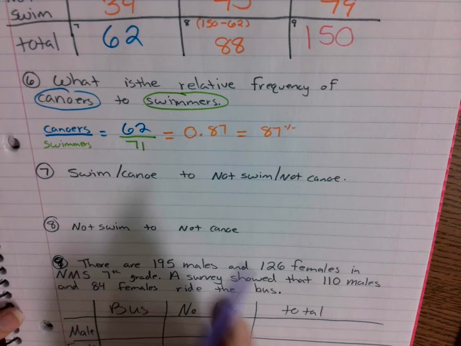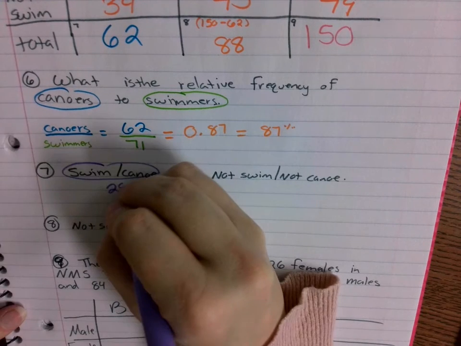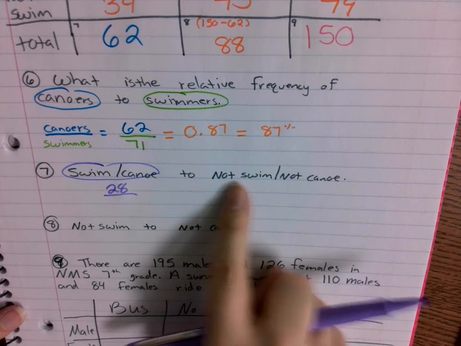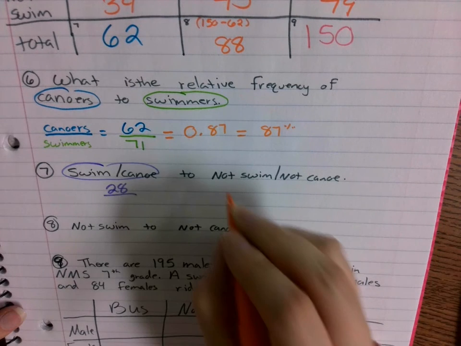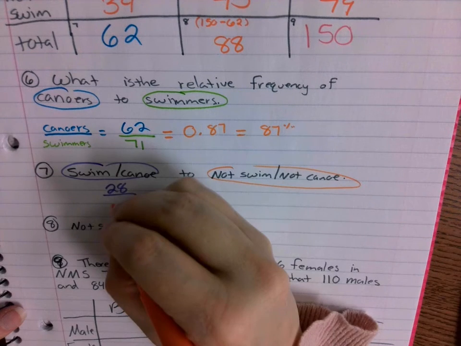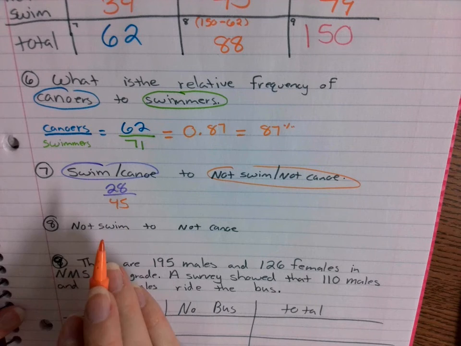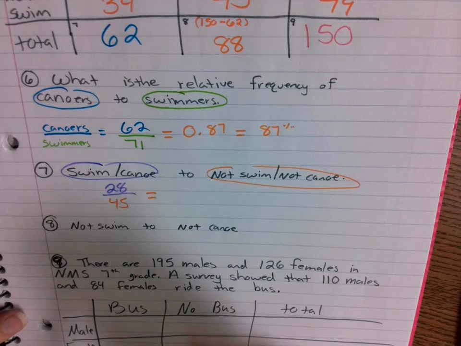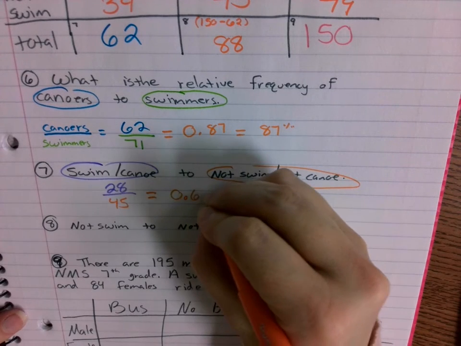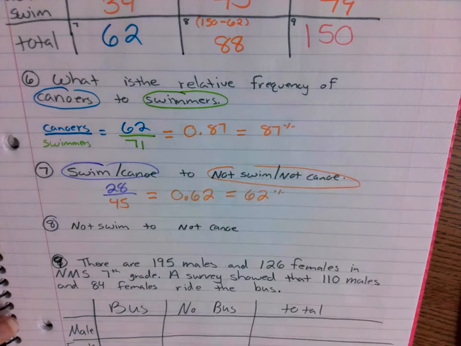28. Swim canoe together is going to be 28 compared to how many are not swimmers and not canoers? 45. There are 28 swim canoe versus 45 non-swim, non-canoe people. That cannot be simplified. So when we find it as a decimal, it's about 0.62, which is about 62%.